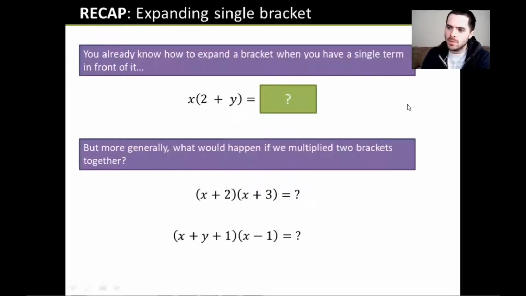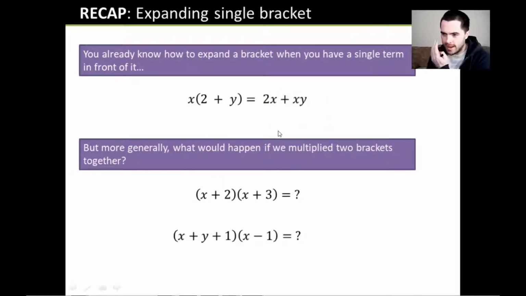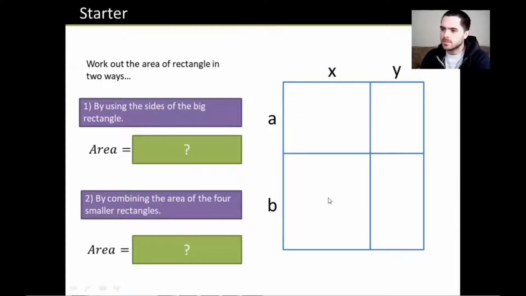So without further ado, we already know that if we were to expand these brackets here, we would do x times 2, which is 2x, and x times y, which is xy. So we would have 2x plus xy. But what if we wanted to expand something slightly bigger? What about this, x plus 2 times x plus 3, or x plus y plus 1 times x minus 1? We can treat it, again, coming back to the rectangle that we looked at in the last video on expanding brackets, by doing x plus y times a plus b.